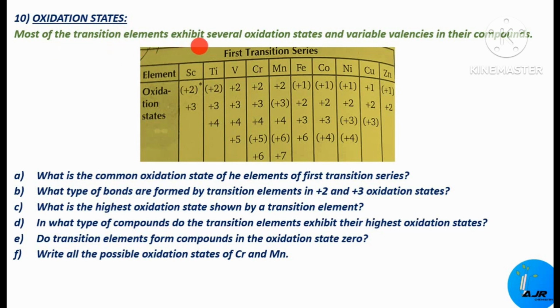See, most of the transition elements exhibit several oxidation states and variable valencies in their compounds. Understood? The ability to exhibit several oxidation states is a characteristic property of that particular element. I have given all the elements of the first transition series. See here, what are the different oxidation states? Scandium has +2, +3, titanium +2, +3, +4, vanadium +2, +3, +4, +5. Chromium and manganese have the maximum, +2, +3, +4, +5, +6. So several oxidation states are possible for the various elements in the different transition series.